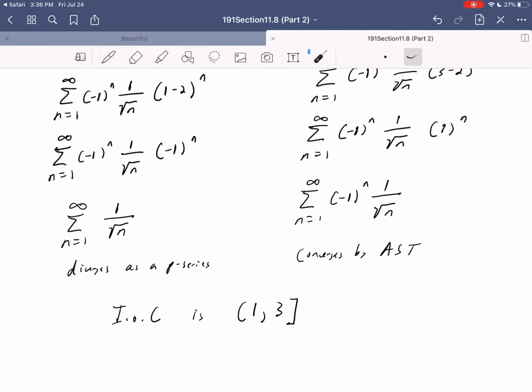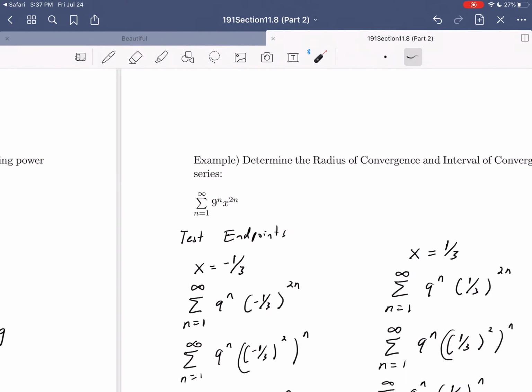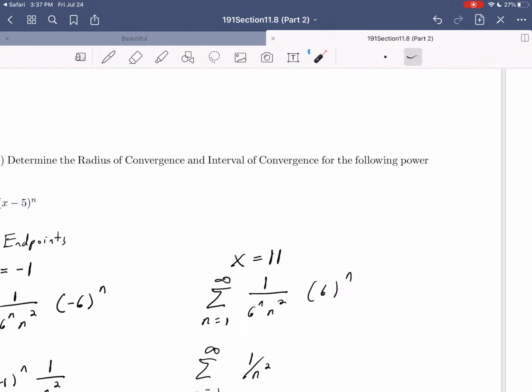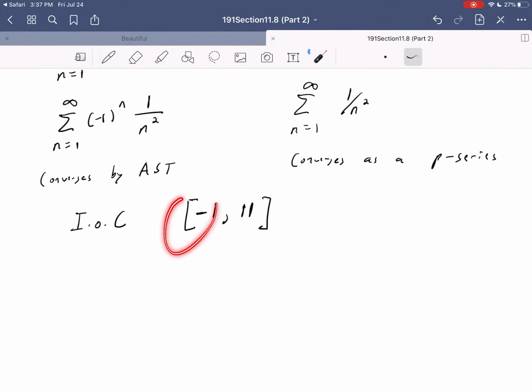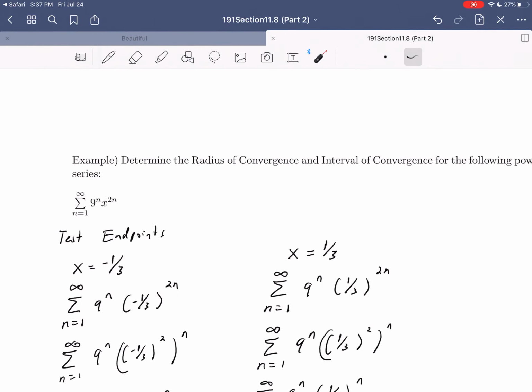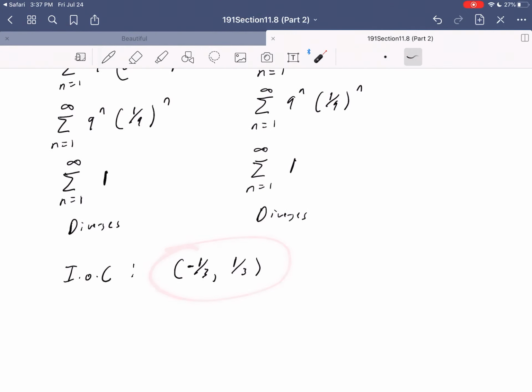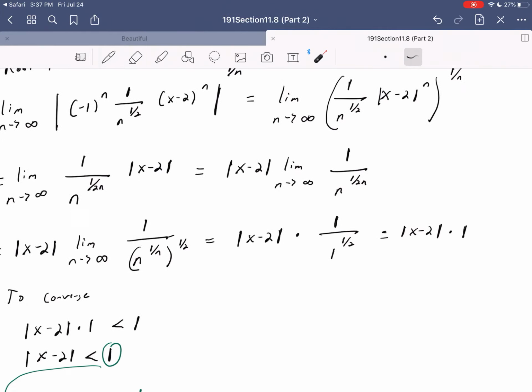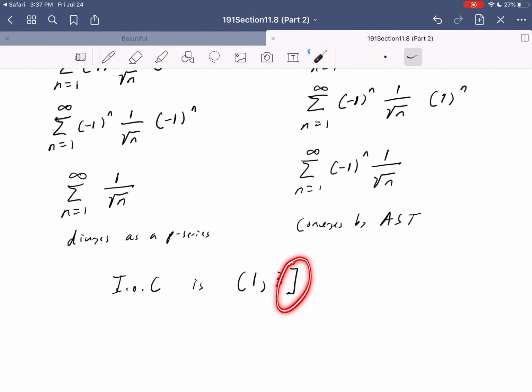Okay, so this, along with some of the other examples, shows you that you really do need to test the endpoints. We saw an example in our first one, where both endpoints converged. We saw an example with our third one, where both endpoints diverged. And now we just saw an example where one endpoint converged and one endpoint diverged. It is, of course, possible that the left-hand side could converge and the right-hand side could diverge. So you always have to test the endpoints individually.